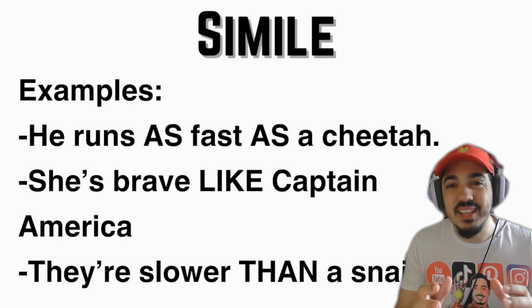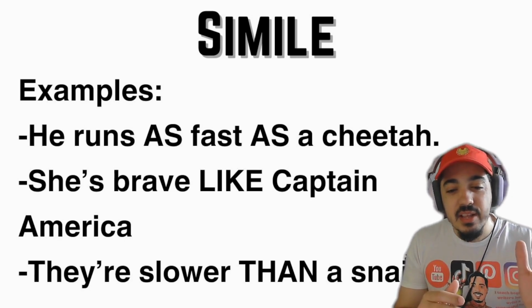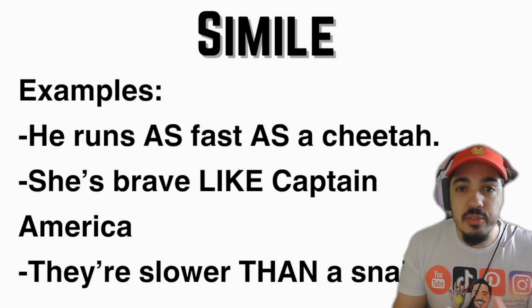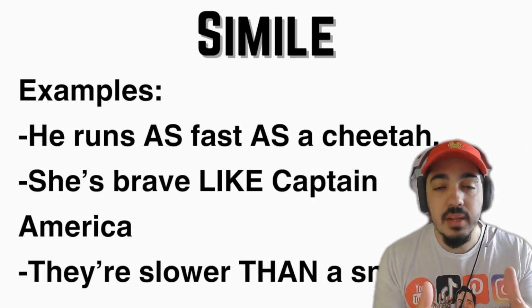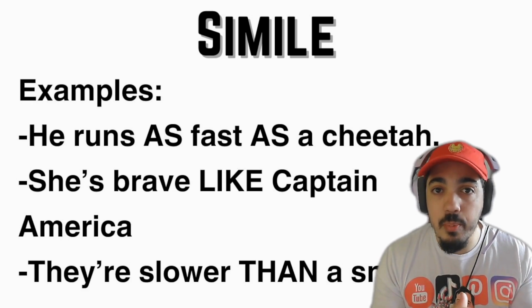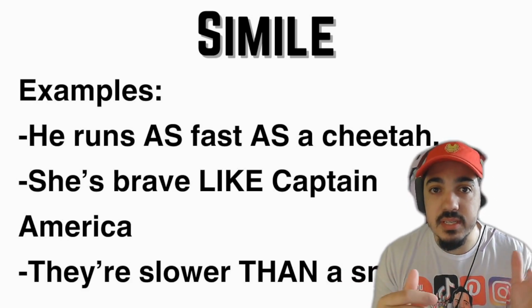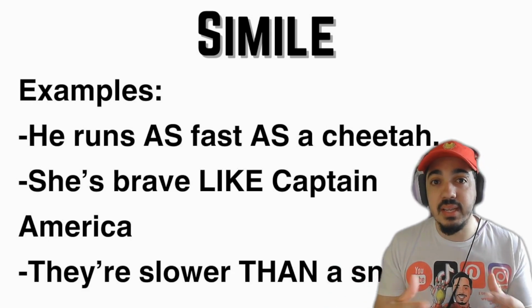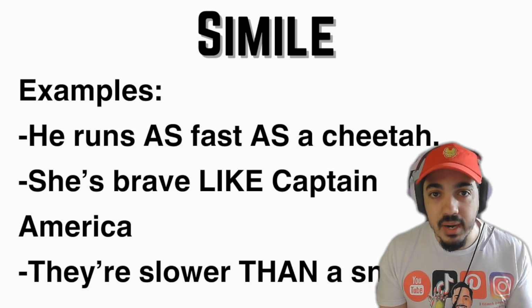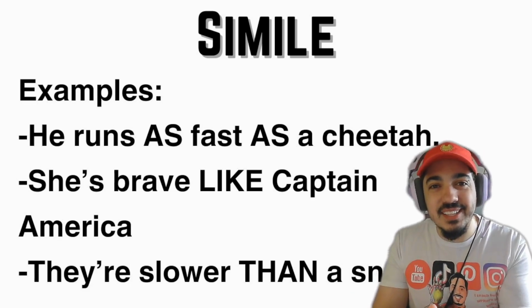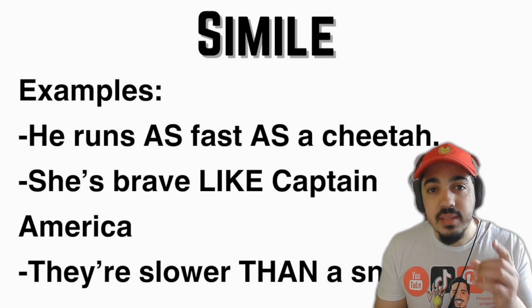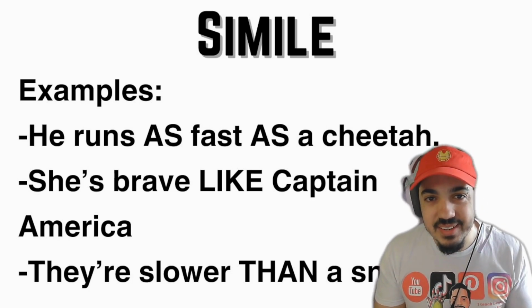Okay, so the last example is they're slower than a snail. Sorry, I'm in the way. So they're slower than a snail. So I'm describing they are, so it's multiple people, and their difference is them and a snail. They're different, but what do they have in common? The similarity is they're slow, right? They're slower than a snail. So that's how you use a simile. Those are 3 examples using the like, as, and than.